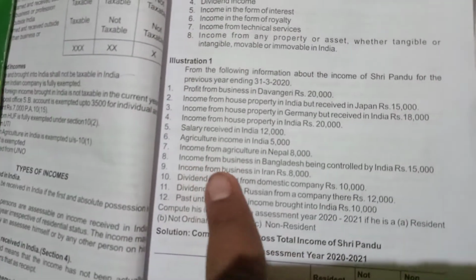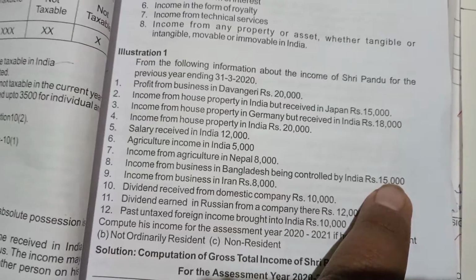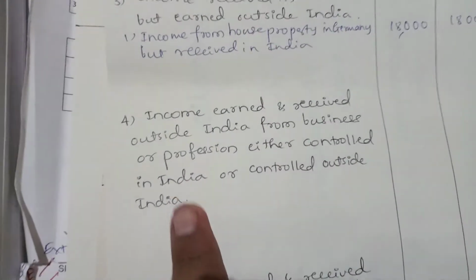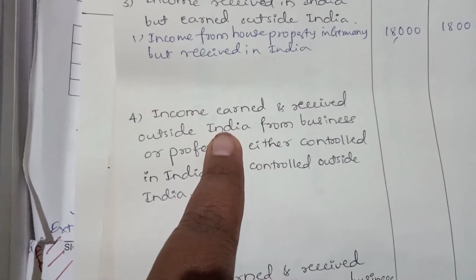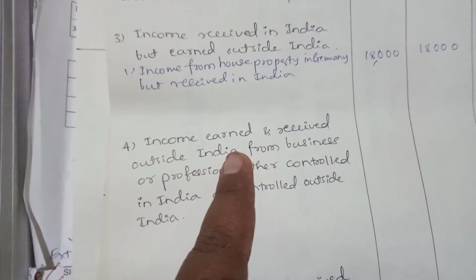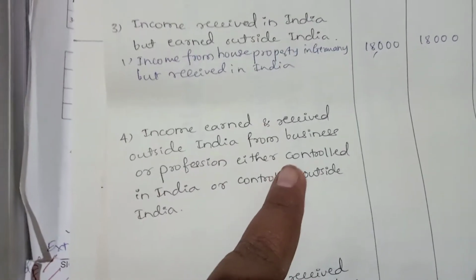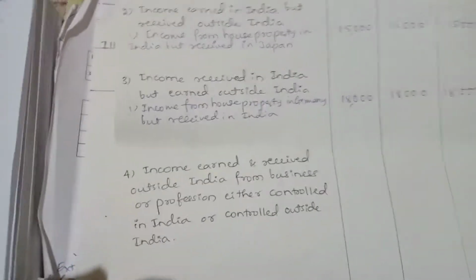Okay, let us go through the next item. What is the next item? Income from business in Bangladesh being controlled by India rupees 15,000. Okay, so here it is the fourth head, income earned and received outside India. Why? Because Bangladesh is outside India. And from business or profession, so it is from the business, and even it is going to be controlled in India. So hence I am saying that it is going to be controlled in India.